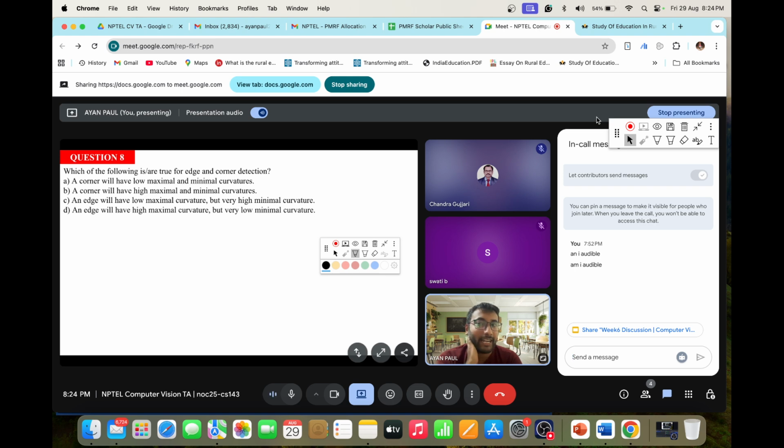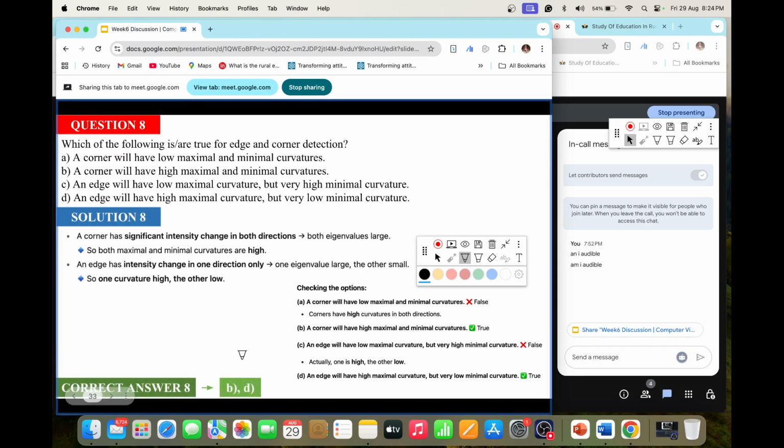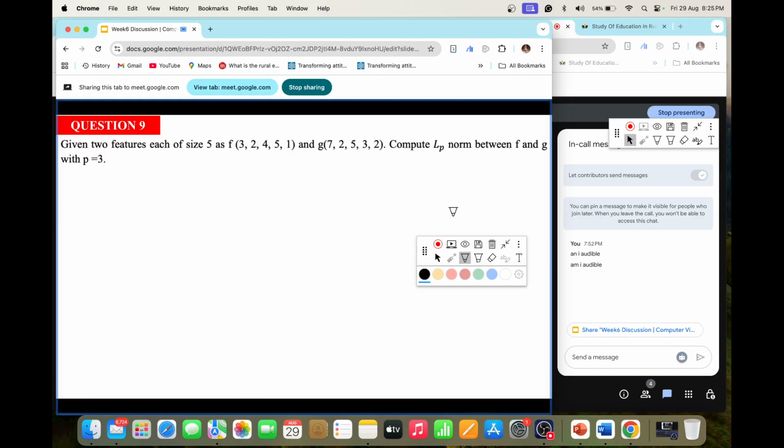Corner, it is very easy, right? A corner will have high maximal and minimal curvature, meaning both the lambda values are actually large. Okay, but in case of an edge, lambda plus is large but lambda minus is small. So an edge will have high maximal curvature but very low minimal curvature. Okay, so option B as well as option D is right. So this is the thing, option B as well as option D. An edge will have high maximal but very low minimal curvature, meaning lambda plus is large, lambda minus is small. Okay, so this is the thing.